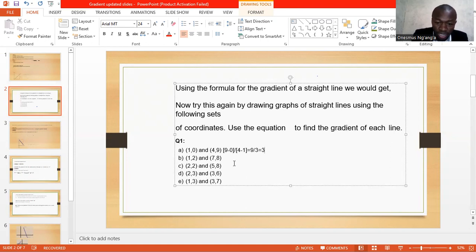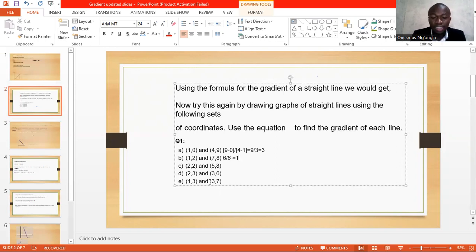For the next one, we are given the coordinates (1, 2) and (7, 8). Change in y over change in x is 8 minus 2, which is 6, divided by 7 minus 1, which is 6. So in this case, our gradient will be 1.